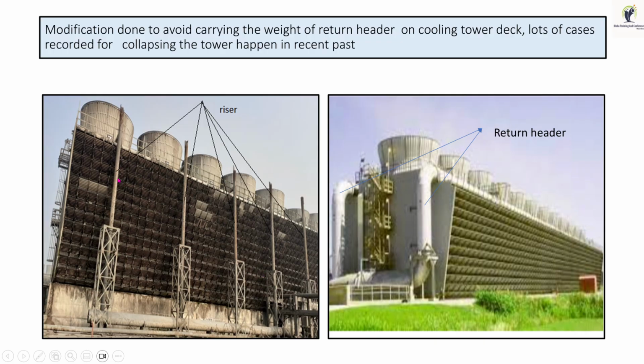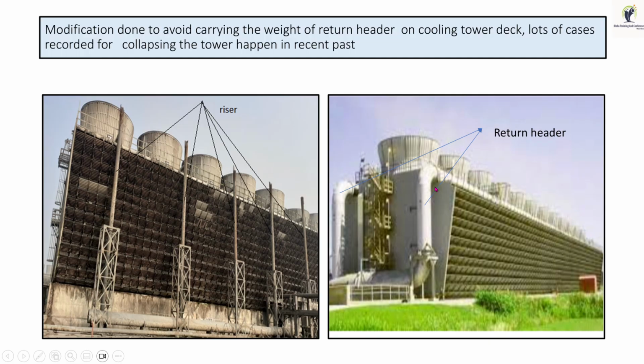Now this is the return header. You see, in the earlier design, the return header was on the top of the deck, but due to its weight, sometimes the cooling tower collapsed. We have seen so many cooling towers collapse due to the weight of the downcomer, the weight of the riser, the weight of the return header. The hot water is coming from the plant, from both sides, and it is a cross flow type. Both side air entry is there. These are louvers. It is full of water.